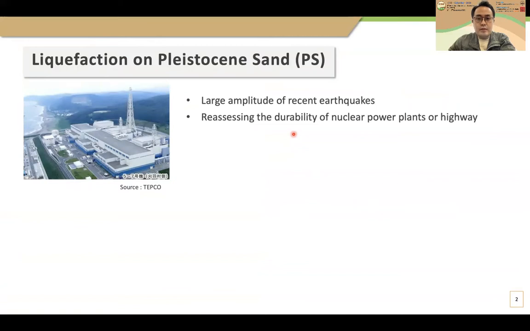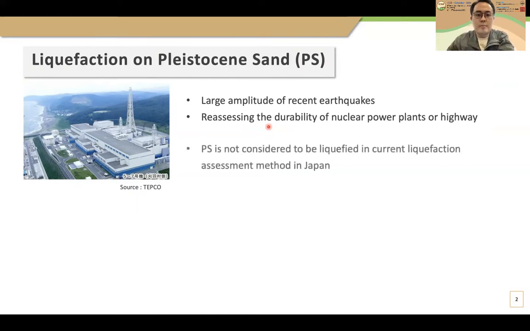During the recent earthquakes, large amplitude was observed. Because of that, infrastructure companies have been forced to reassess the durability against the earthquake of such important facilities as nuclear power plants or highways. And the Pleistocene sand is not considered to be liquefied in the current liquefaction assessment method in Japan.